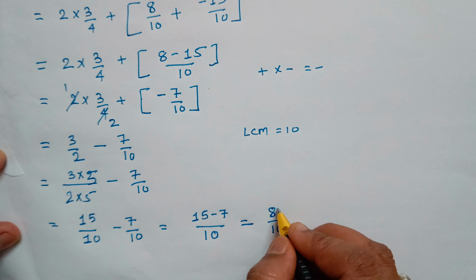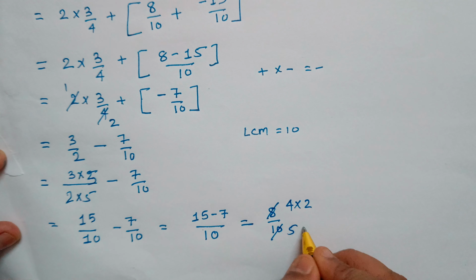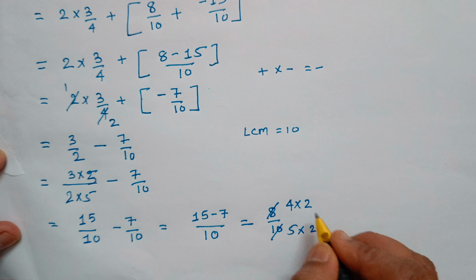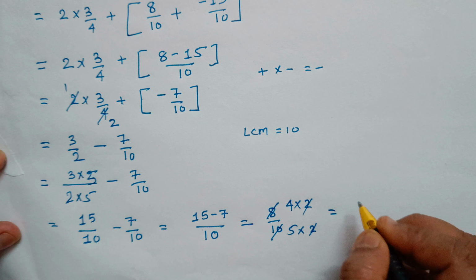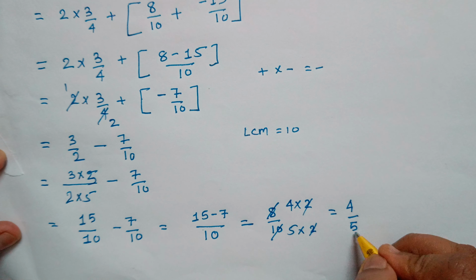Now we reduce this term. 4 multiplied by 2 and 5 multiplied by 2. 2 cancels, is equal to 4 by 5, which is our answer.